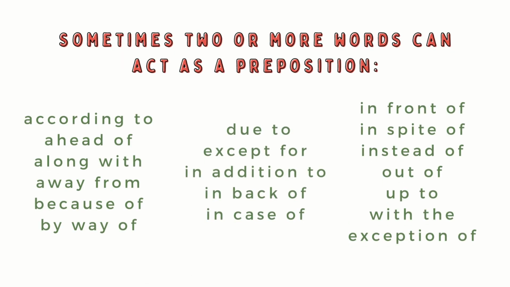Sometimes two or more words can act as a preposition. For example, according to, ahead of, along with, away from, because of, by way of, due to, except for, in addition to, in back of, in case of, in front of, in spite of, instead of, out of, up to, with the exception of. This is not a complete list. When we look at chart L or these other examples, there are other words out there, but this is a very extensive list and a really good foundation to start with.